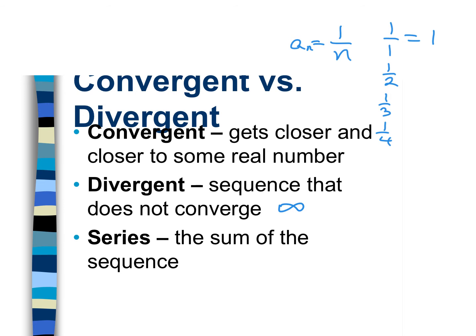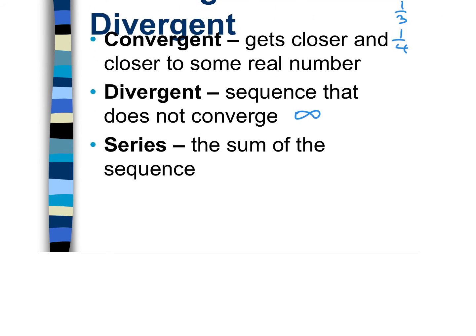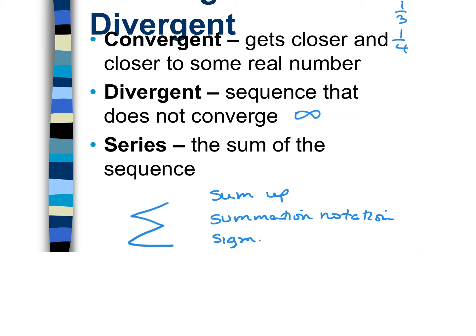And we're going to be introduced to a new notation. It's the Greek letter sigma. Looks like an E. So this symbol represents to sum up. It's called summation notation, or you might hear it called sigma notation. So this is the Greek letter sigma.